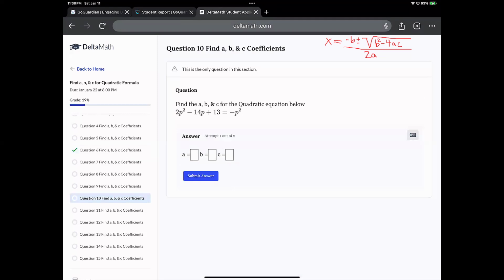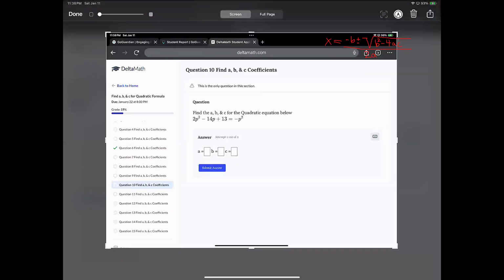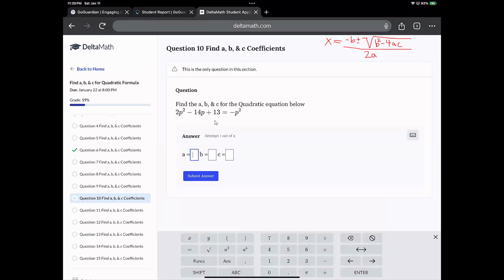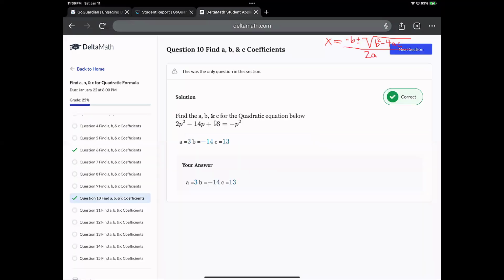All right, here. Now, sometimes you might even have the squared term on the other side. So I'm going to do the opposite. This is going to be a +1p squared, and I'm going to add that to this. So this is going to be 3p squared minus 14p plus 13 equals 0. It's got to be equal to 0. So this is going to be 3. This is going to be a -14. This is going to be 13. All right, let's go ahead and submit this. So we got 3, -14, 13. And then we submit it. Nicely done. All right, let me try a couple more.